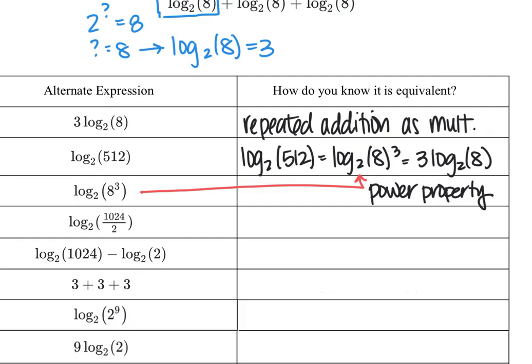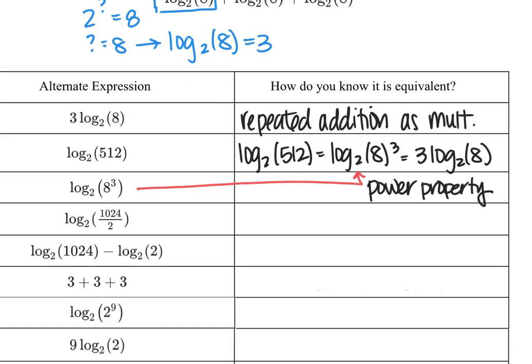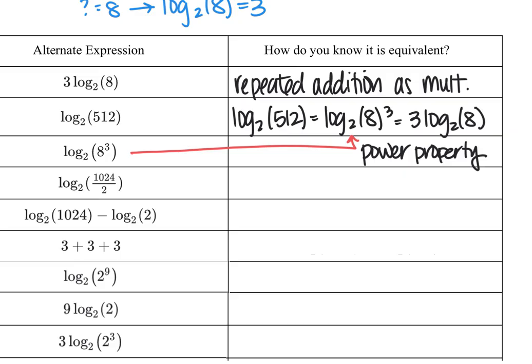Now, log base 2 of 1024 over 2. Well, what if I simplify that 1024 over 2? That just gives me log base 2 of 512, since 1024 divided by 2 is 512. Well, wait a second. I've seen that before. The second problem down that we looked at was log base 2 of 512. So I'm going to write just like number 2 above, I'm going to write C, explanation above, because we've already explained why we know that's the same.